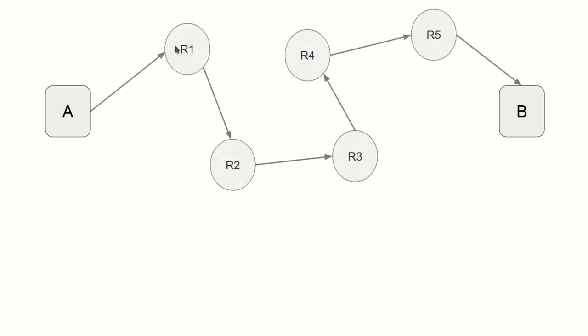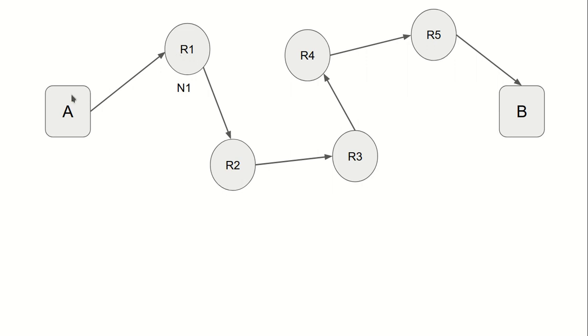Alright. So let's take an example. Here is device A and device B. In between these two devices there are a lot of routers: router 1, router 2, router 3, router 4 and router 5. These are the routers that will transfer the data from device A to device B. Let's say that router 1 has network address 1. This is basically identifying router 1.